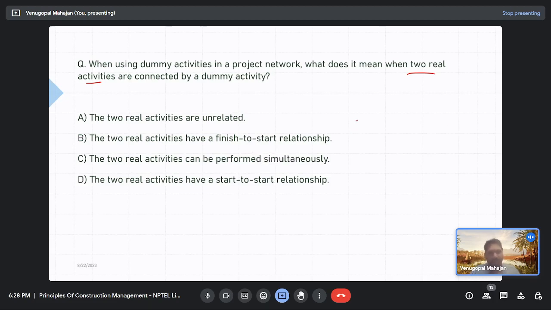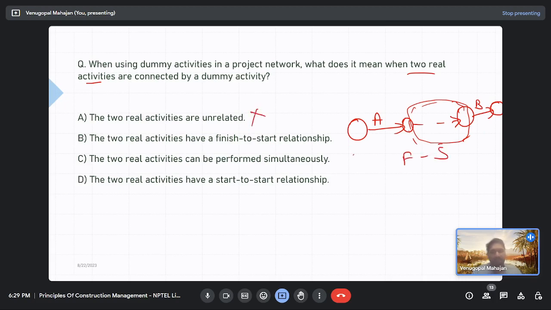Okay, so let me draw something for you guys. There is activity A, then there is a dummy activity, and there is activity B. If you see this dummy activity, what is it presenting? Activity A finishes, then activity B can start, right? Finish to start relationship. So not unrelated, not simultaneously, not start to start, finish to start. Okay.